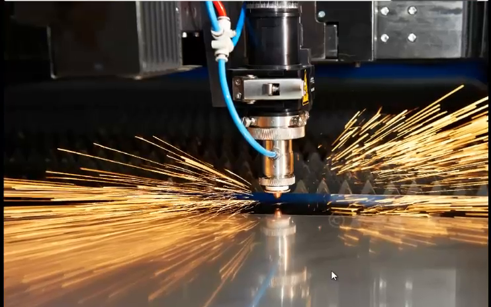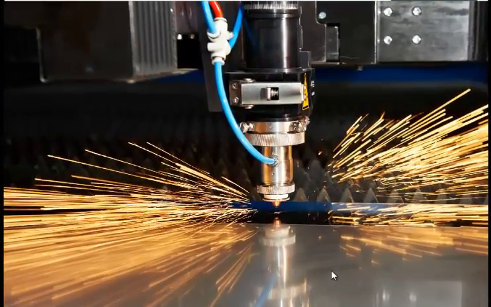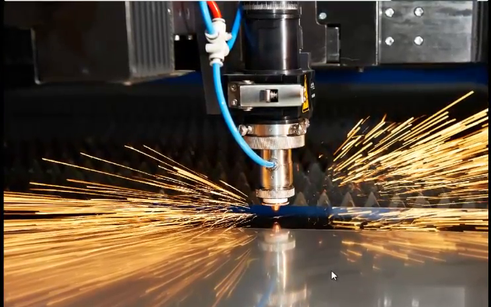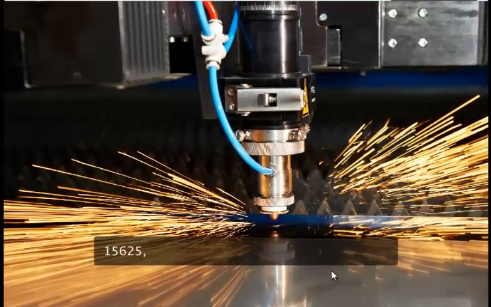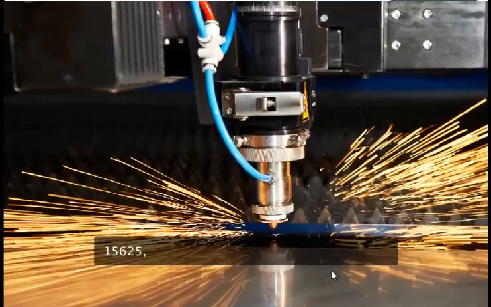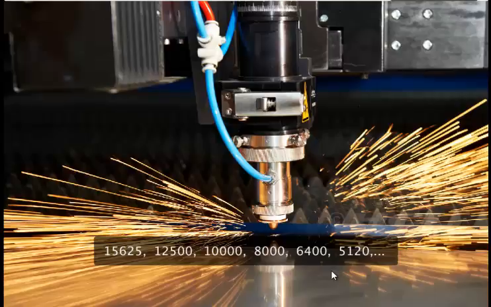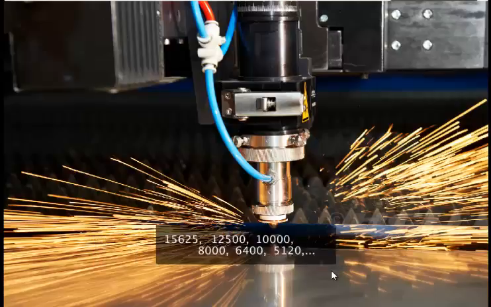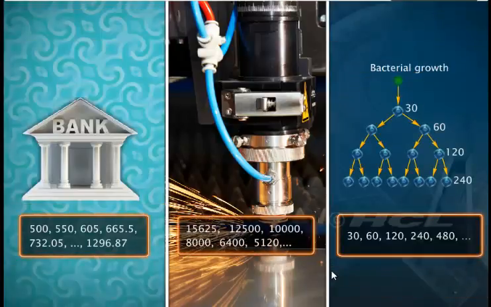In the third situation, a company calculates the annual depreciation for a machine at the rate of 20%. If the present worth of the machine is 15,625 rands, then the worth of the machine at the end of each year will be given by the sequence of numbers shown. Let's now analyze the patterns followed by the sequence of numbers in each situation.